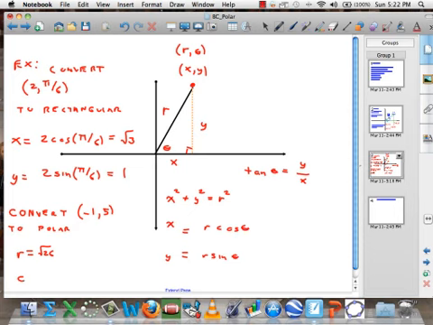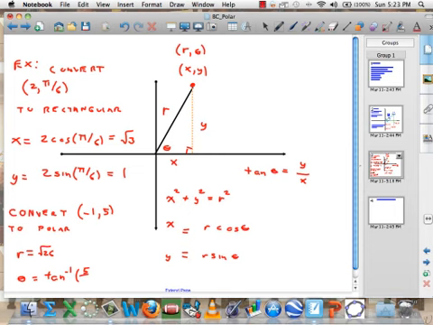And the theta, I need to think about what quadrant I'm in here. So -1, 5 is in quadrant 2. So if I look at this relationship, it would say tan theta equals y over x. So theta is going to be, I would think, the arctan of y over x. But we'll talk about the problem with that in a second here. Arctan of y over x, 5 divided by -1.